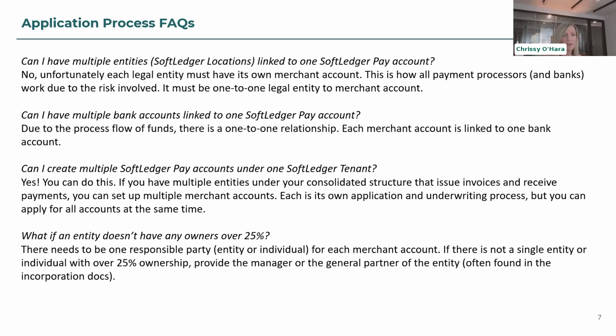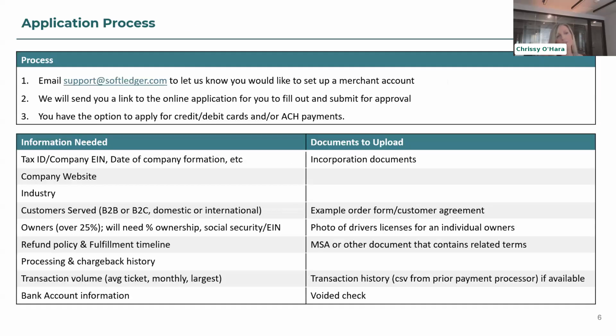What if an entity doesn't have any owners over 25%? On this previous slide, if you saw it, part of the information they need is information about any owners that own over 25% of your legal entity that you're applying for. Obviously, that's a high threshold. So what if you don't have any?